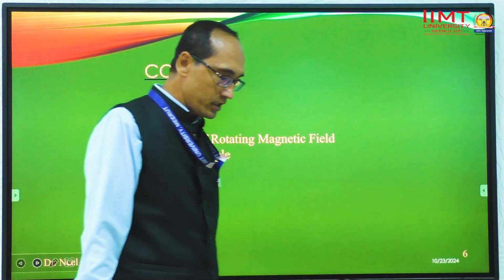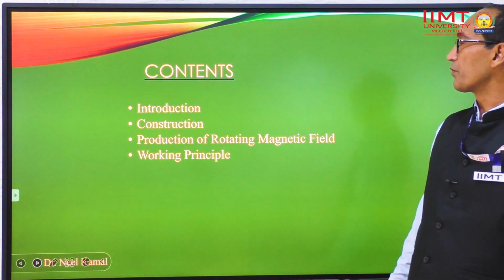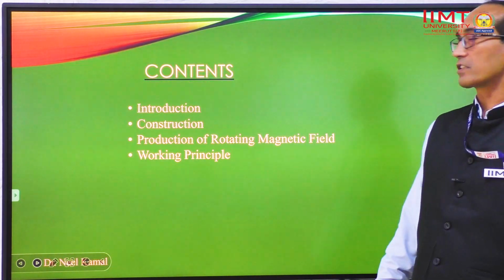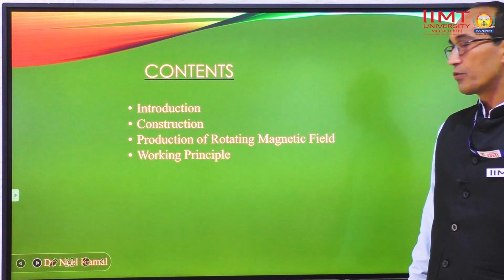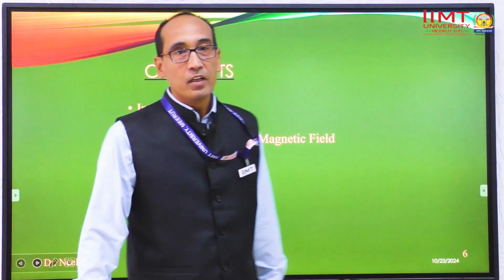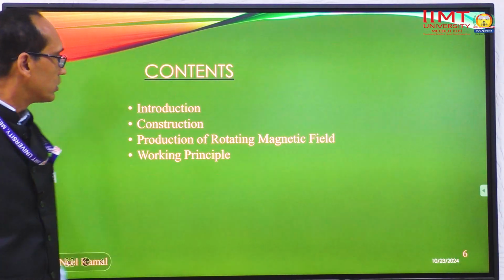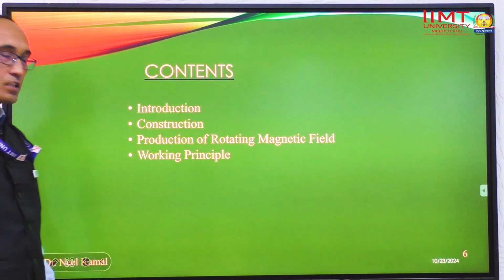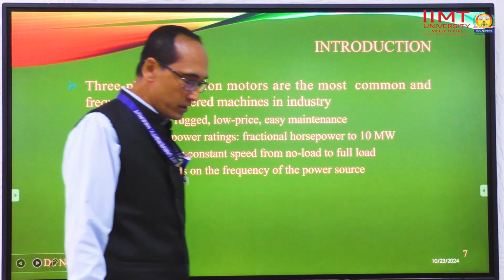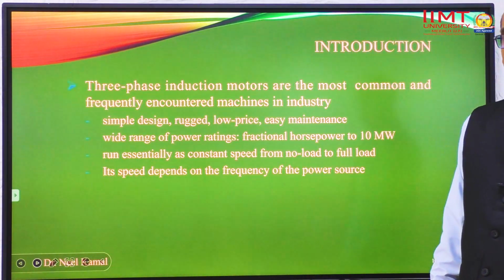Now we are discussing the different parts of the three-phase induction motor. One is the general introduction to the three-phase induction motor and its construction, then the working of the rotating magnetic field, and finally the working principle. So I have divided the three-phase induction motor into different parts. This part 1 contains these four different subparts. First of all, a general discussion about the three-phase induction motor. Why are we using the three-phase induction motor?